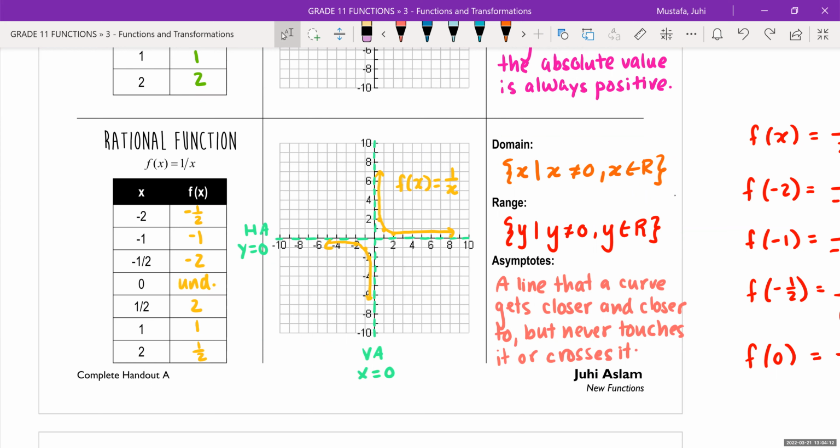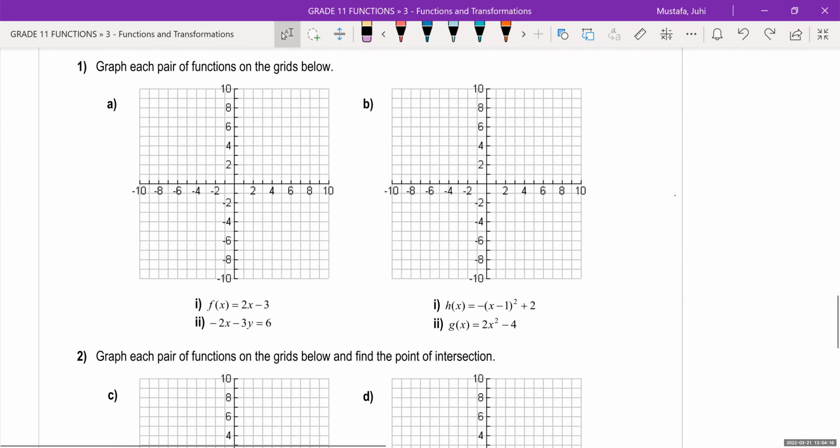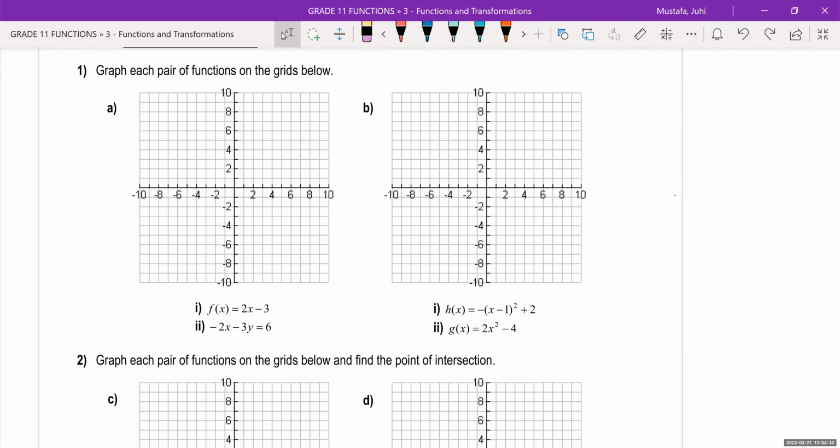And to help you do that, there is a handout A. And for that handout, you're basically going to be graphing functions. So for question number 1, it says graph each pair of functions on the grid below. You don't have to find the point of intersection or anything. You're just practicing graphing. So the first one is, I just wanted to give you a little throwback. These are both lines. So you're just going to practice drawing your lines again using y is equal to mx plus b. And then these are parabolas.